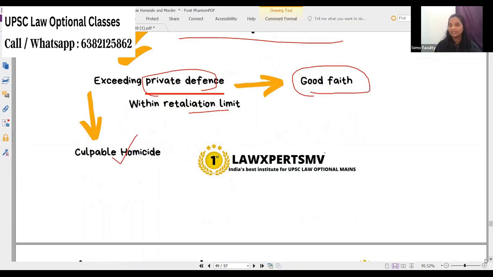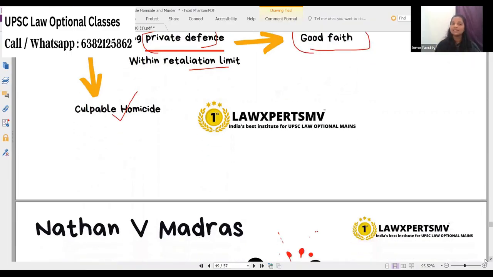Then I cannot come under this section. So what is the ingredient? You must exercise your private defense. While exercising, you have exceeded the limit of retaliation and you killed the person, but you have done it in good faith. Then it is only culpable homicide and it is not murder as per exception 2.